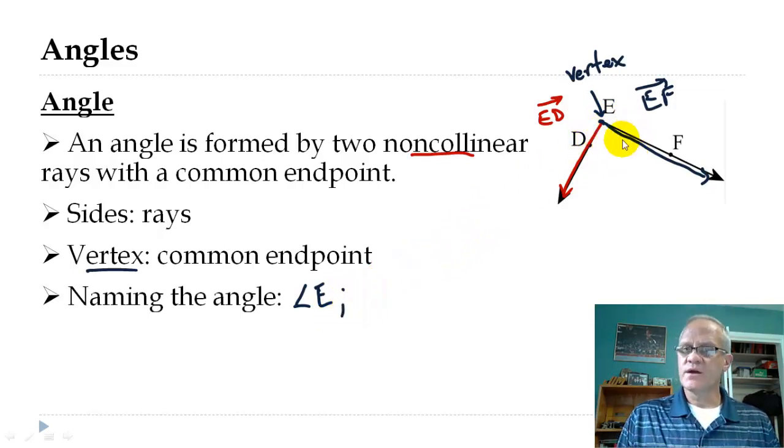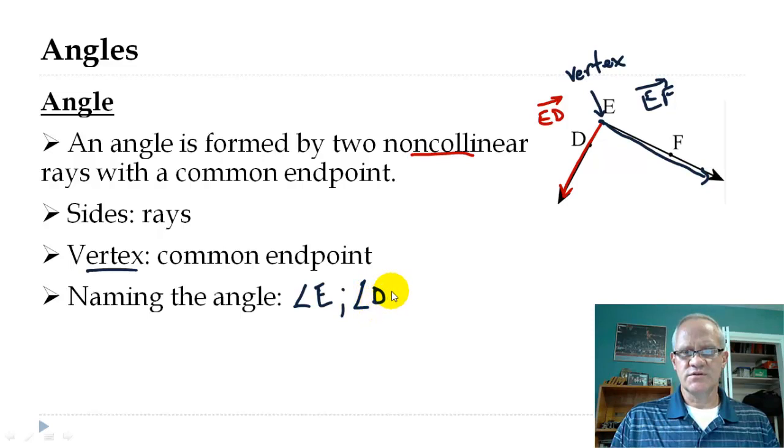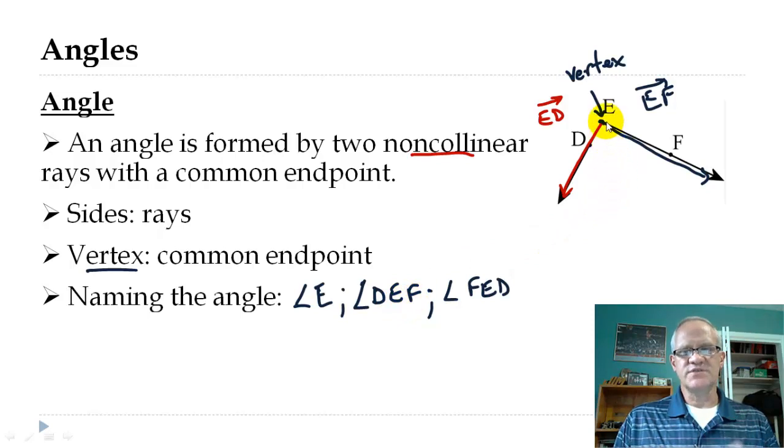Sometimes, however, there are multiple angles that can be made with E as its vertex, so we would have to call it something different. Here's how it works. Sometimes this is tricky for people. You're going to use a point from one side, then the vertex, and then a point from the other side. So in this case, we could call this angle DEF. We could also call it angle FED. Notice that in the two ways I gave you, E is always in the middle. So you always have to have the vertex in the middle.